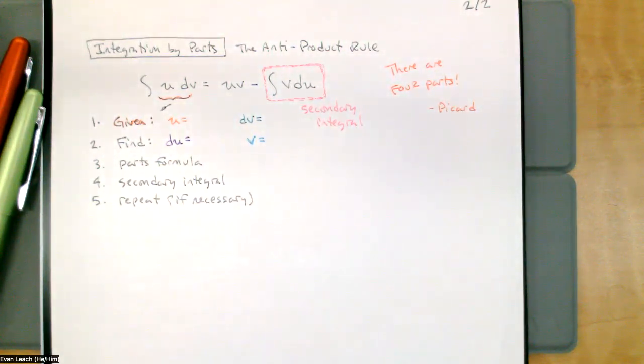So first, you identify your givens. Second, you find the other two parts. Third, you drop them into the parts formula. Fourth, you evaluate the secondary integral. And fifth, repeat if necessary.